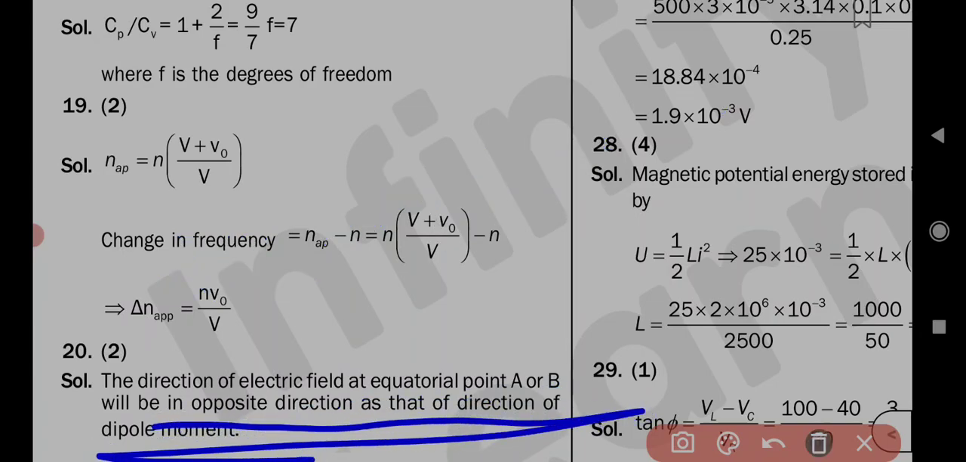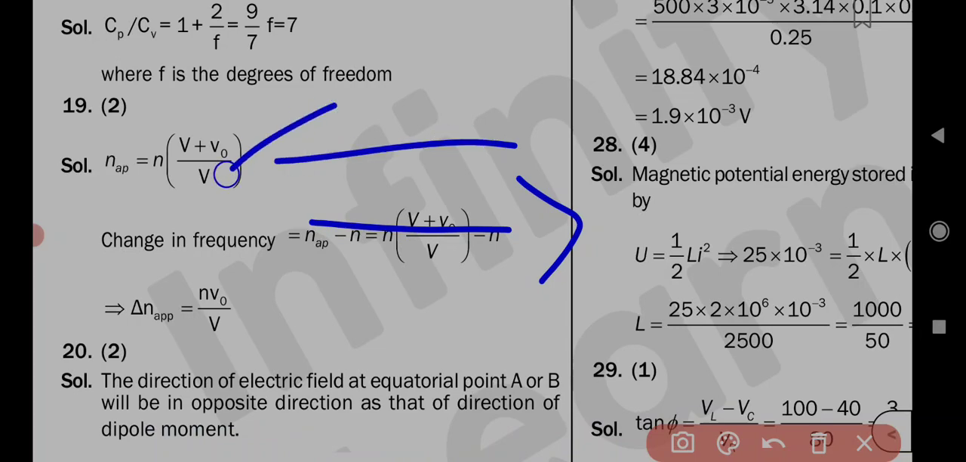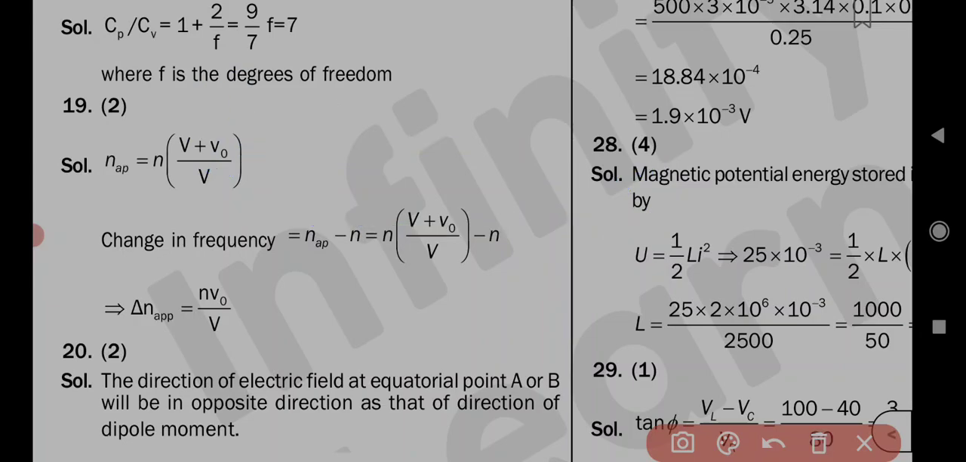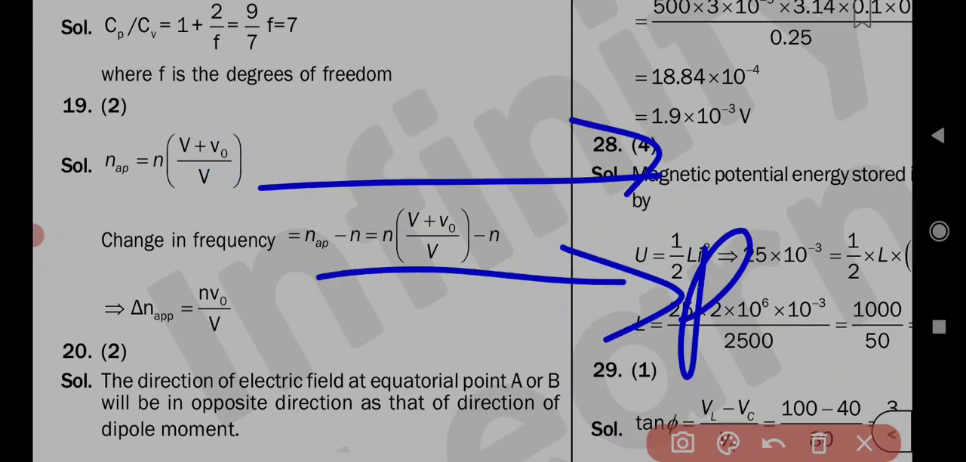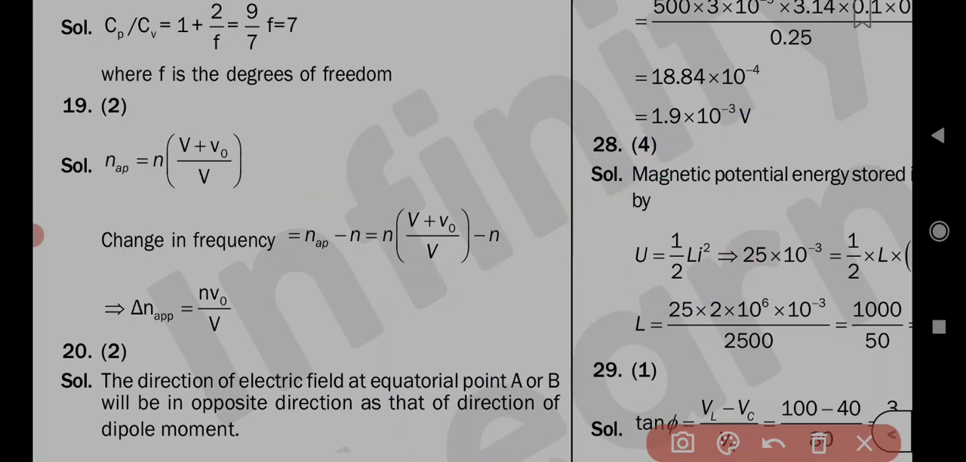So the direction of the electric field at an equatorial point A or B will be opposite to the direction of the dipole. Dipole is here, so electric field is here. Dipole is here, electric field is here, opposite. But in the case of axial, both are in the same direction, dipole and electric field. Remember this, guys. Understand it, remember it.